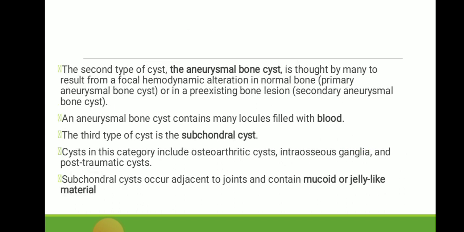The second type of cyst, that is aneurysmal bone cyst, is thought by many to result from a focal hemodynamic alteration in normal bone, that is primary aneurysmal bone cyst, or in a pre-existing bone lesion, that is secondary aneurysmal bone cyst. An aneurysmal bone cyst contains many locules filled with blood. The third type of cyst is the subchondral cyst. Cysts in this category include osteoarthritic cyst, intraosseous ganglia and post-traumatic cyst. Subchondral cysts occur adjacent to joints and contain mucoid or jelly-like material.